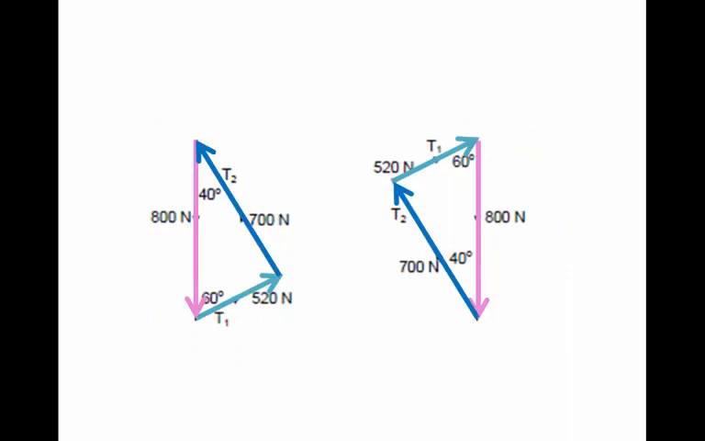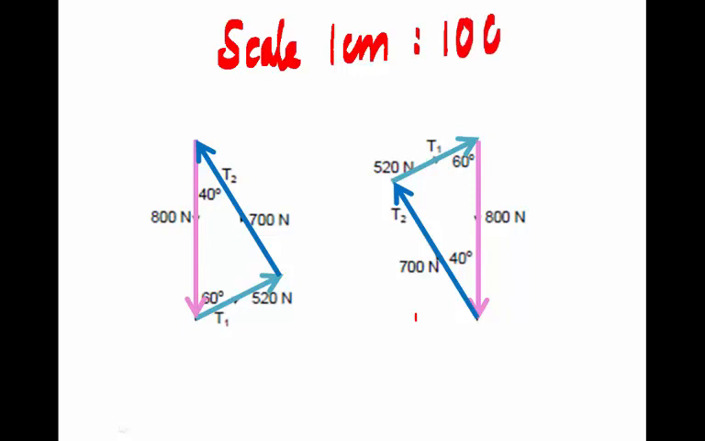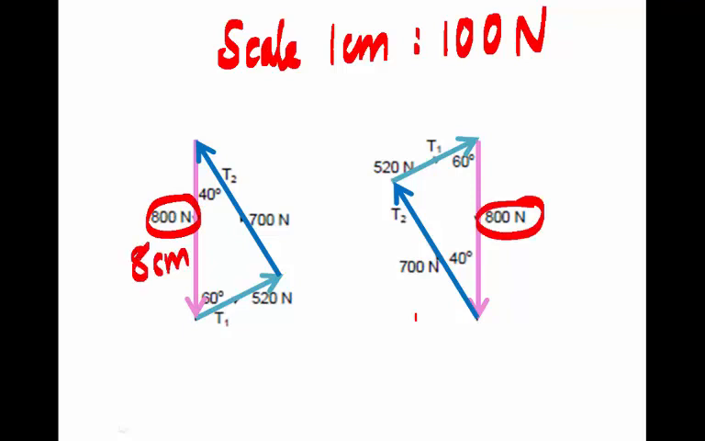So you can draw a scale diagram. Maybe you will say your scale is 1 centimeter represents 100 newtons. So then the one value that is known is the weight, 800 newtons. So you would draw that 8 centimeters. Note, you don't need to do both of these diagrams. You do one or the other. Then you know the angles. Look back to see how you know the angles. This one must be 60, that must be 40. Let's say we're doing the first diagram.